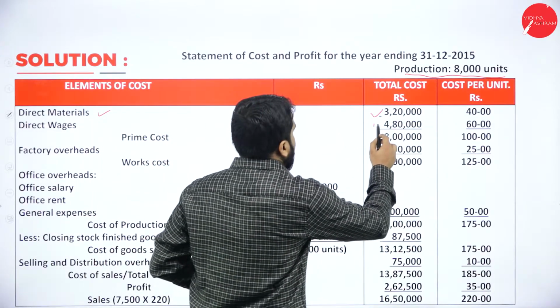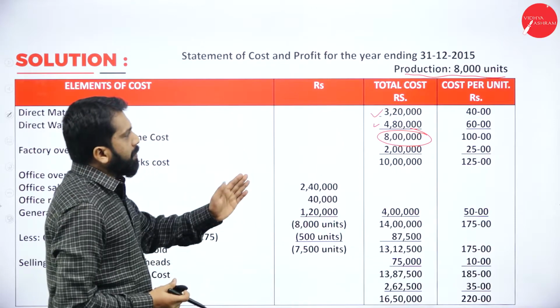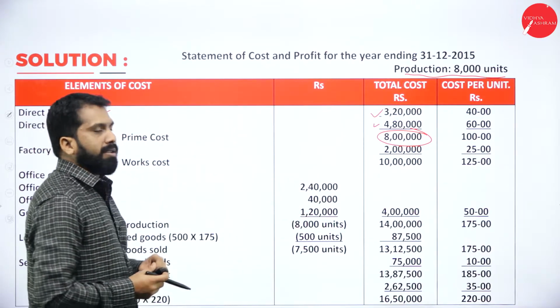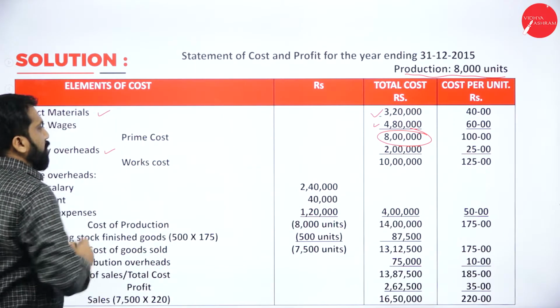3,20,000 plus 4,80,000. Your answer is 8 lakh. We'll come back to the last column later. Now, what is your total now? 8 lakh. Now, add your factory overhead.